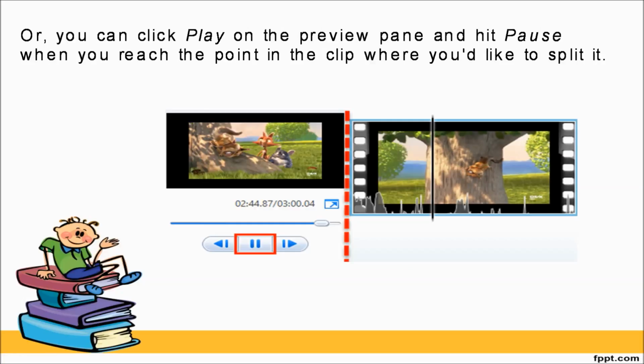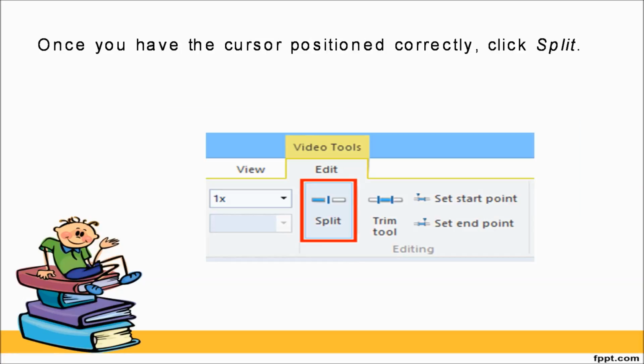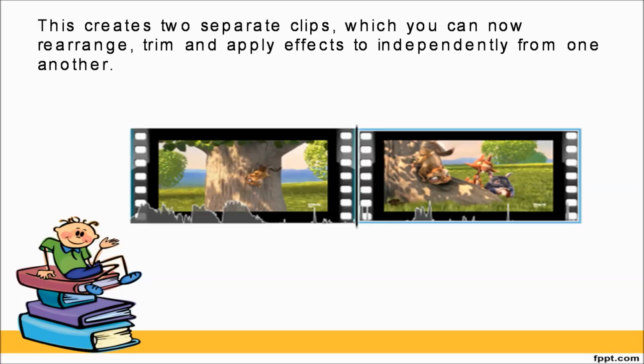Or, you can click Play on the preview pane and hit Pause when you reach the point in the clip where you'd like to split it. Once you have the cursor positioned correctly, click Split. This creates two separate clips, which you can now rearrange, trim and apply effects to independently from one another.